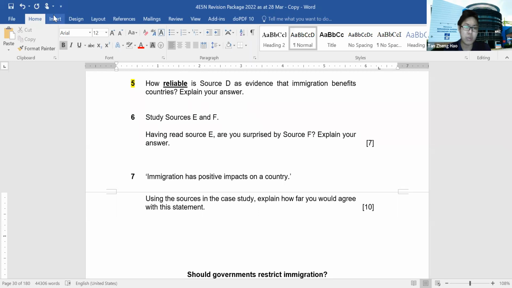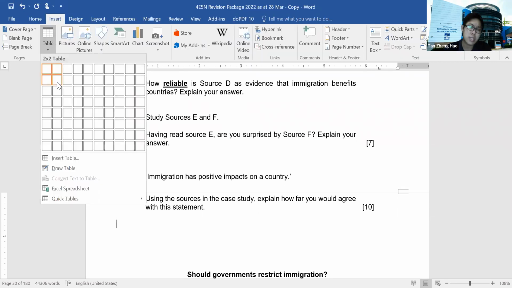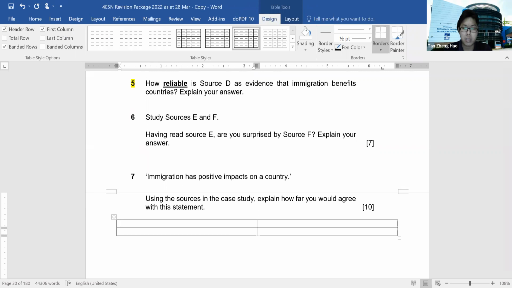Okay, so when I do a question like this, I might want to draw a table. Okay, write agree and write disagree. Which sources agree with the statement? Which sources disagree? Okay, agree means it has a positive impact. Okay, it means I'm talking about a positive impact. When I'm talking about disagree, I'm looking at a negative impact. Okay, so what is the requirement?